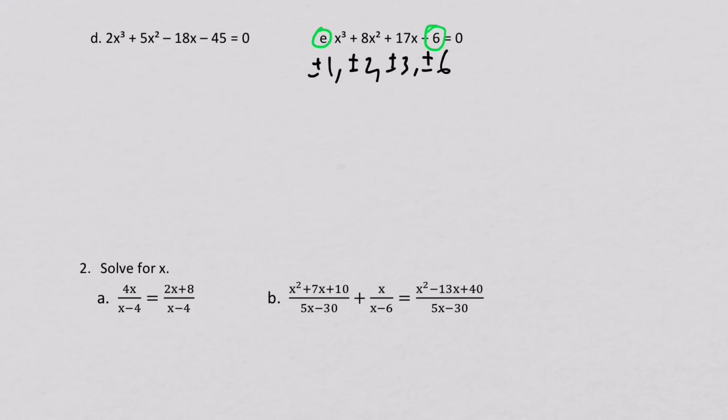So we're going to test those out using synthetic division until we find 1. We only need to find 1 because this is a cubic function. If we found one factor, that means that what we have left is going to be a quadratic. And if we have a quadratic, it's much easier to do that factoring by grouping or by using the quadratic formula. So let's start. I'm going to start with 1 as my first number to test. 1, 8, 17, 6.